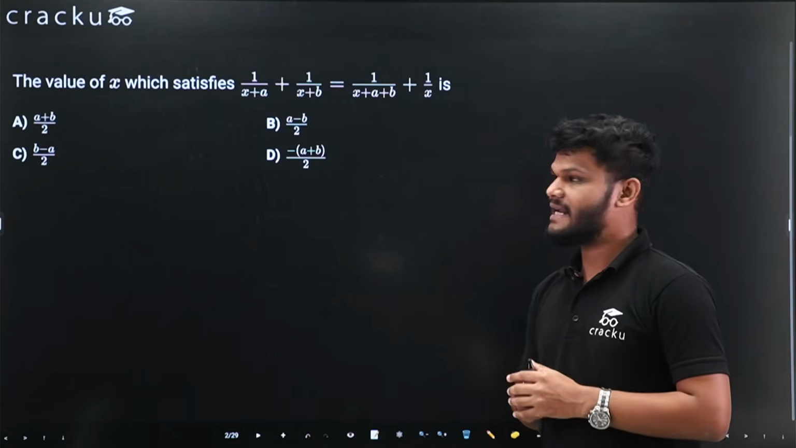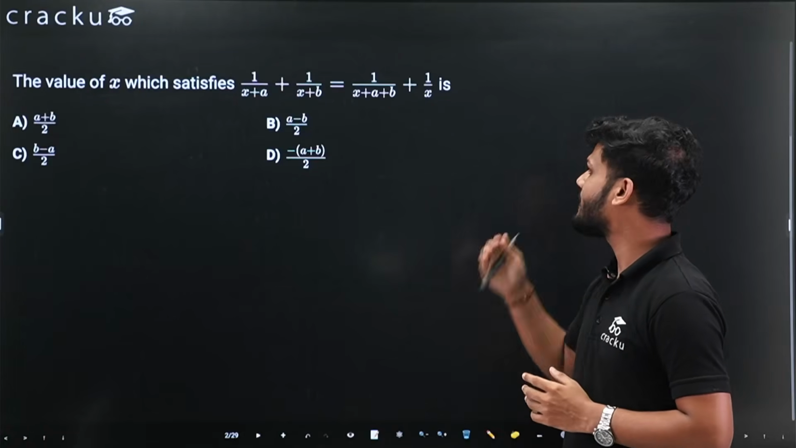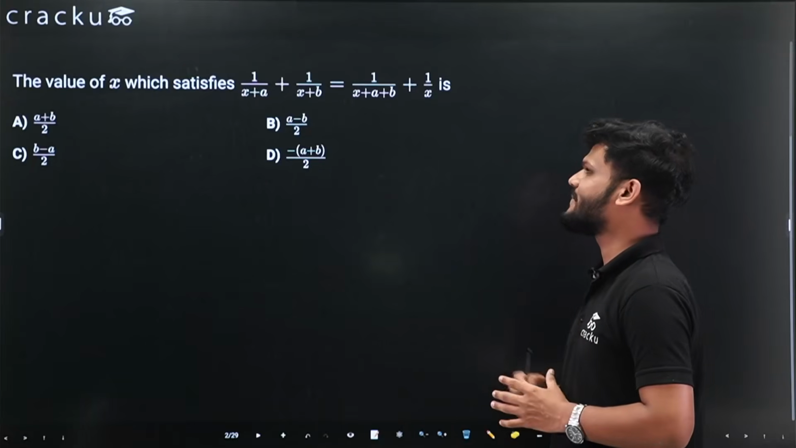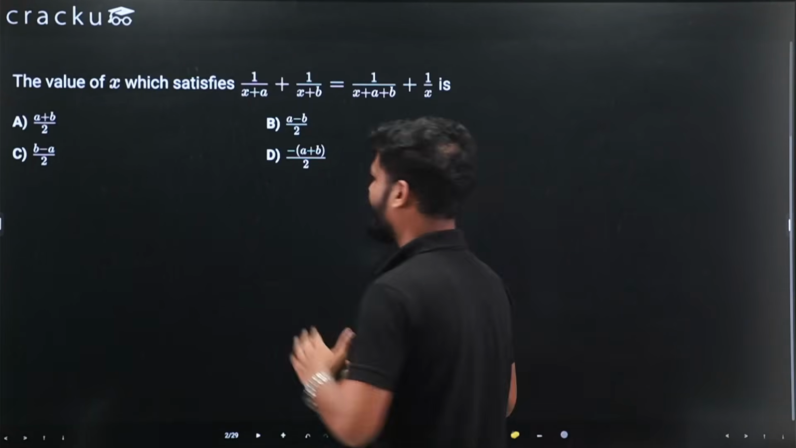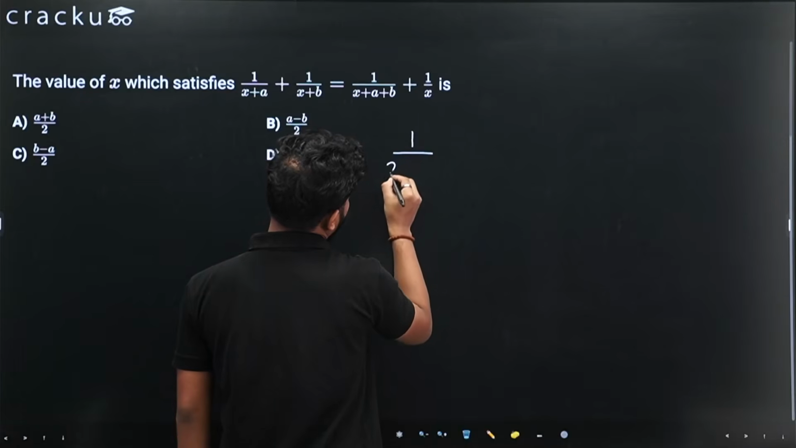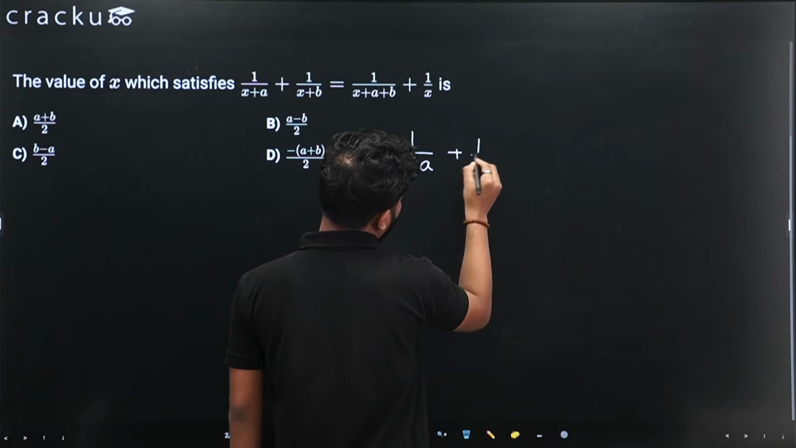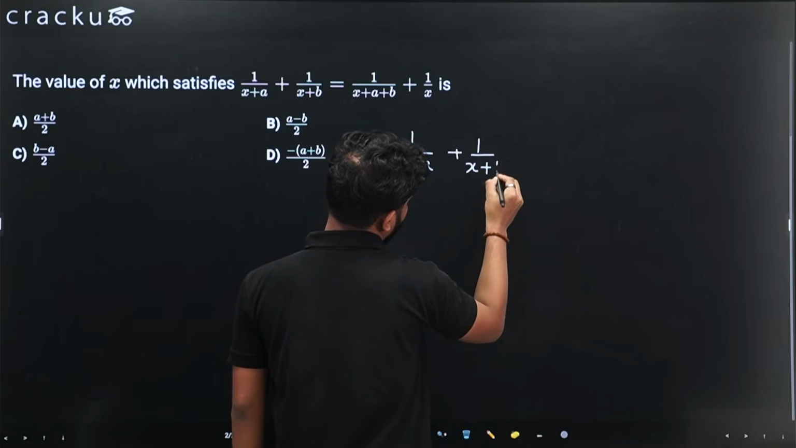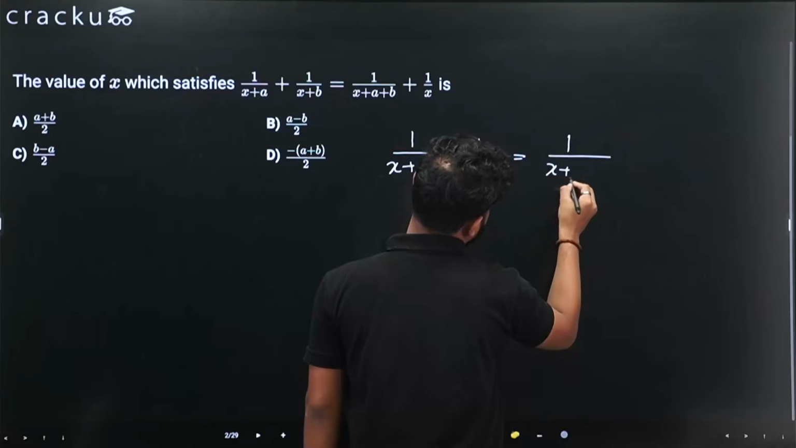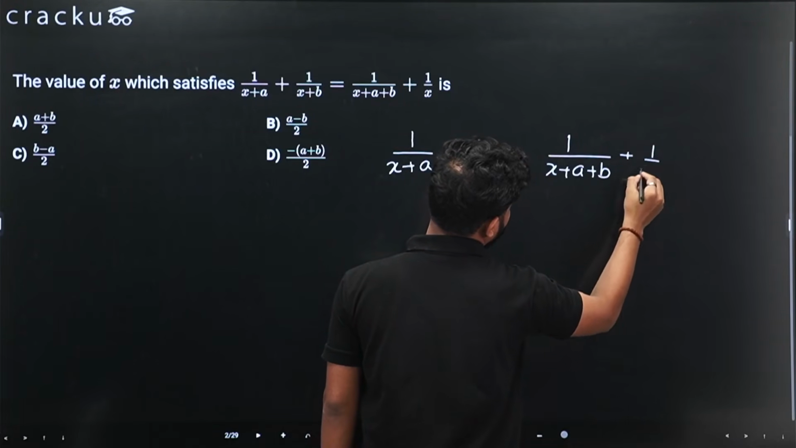So in this question we are asked the value of x which satisfies 1 upon x plus a plus 1 upon x plus b is equal to 1 upon x plus a plus b plus 1 by x. So we need to find the value of x from here. So I have 1 upon x plus a plus 1 upon x plus b given as 1 upon x plus a plus b plus 1 upon x.